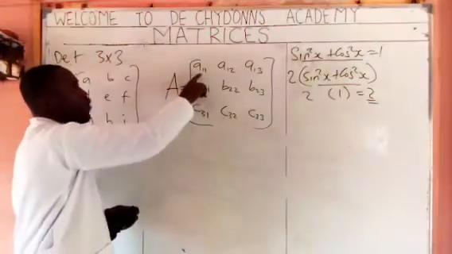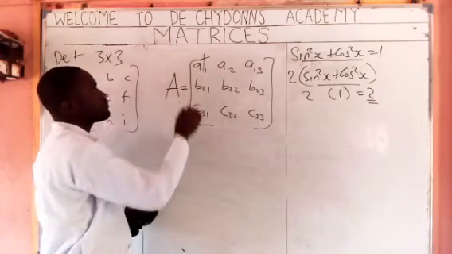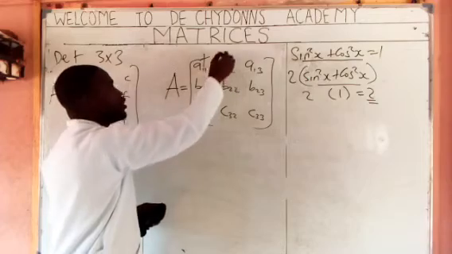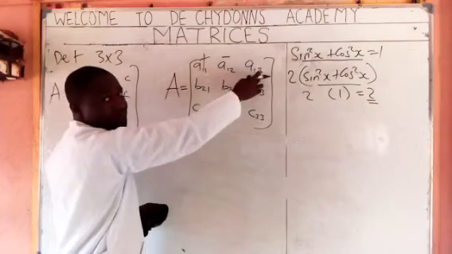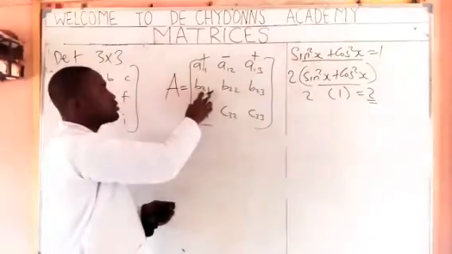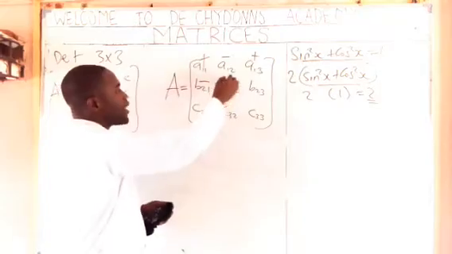But once you add and you get an odd number, you say the sign will be minus. Now let's see. 1 plus 1, 2. Even number, you write plus. 1 plus 2, 3, odd number, you write minus. 1 plus 3, 4, even number, you write plus. 2 plus 1, 3, odd number, you write minus. 2 plus 2, 4, even number, you write plus.